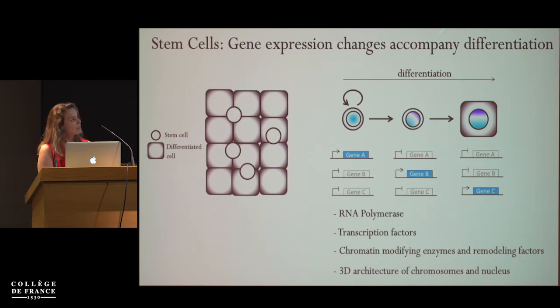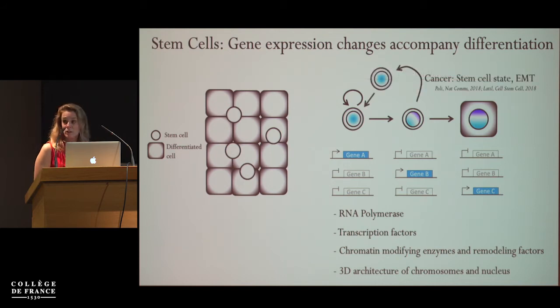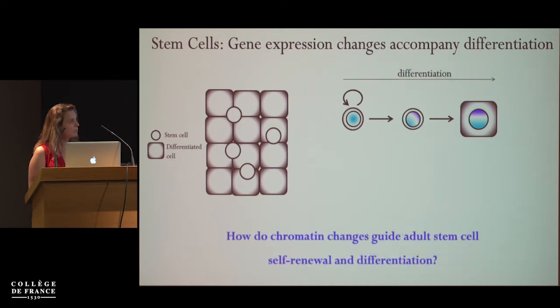We also know that this process is critical not only during a normal lineage differentiation, but it also has a cancer preventative function, so that it's been demonstrated that modification of epigenetic marks, for example, can allow cells to reacquire pluripotency or to acquire characteristics that are essential to drive tumorigenesis. Okay, so the question that I would like to discuss today is really how do chromatin changes guide adult stem cells, both the self-renewal process as well as differentiation.